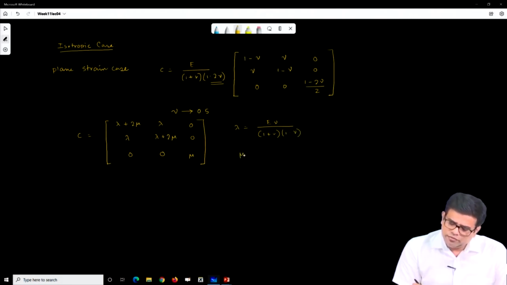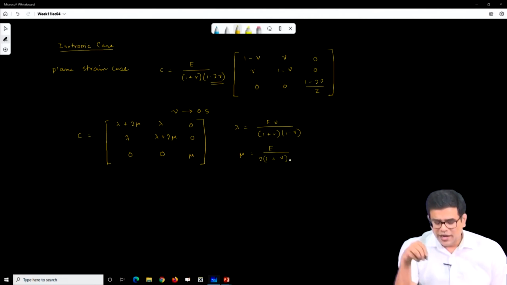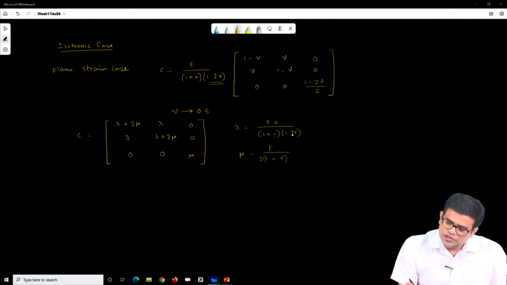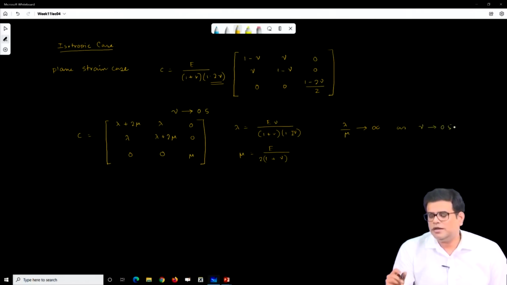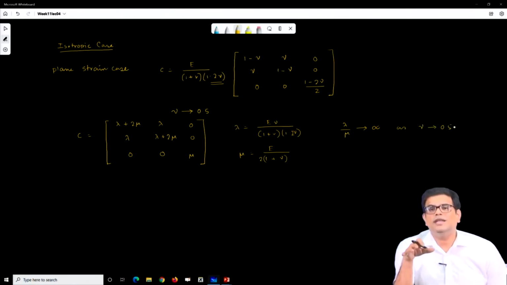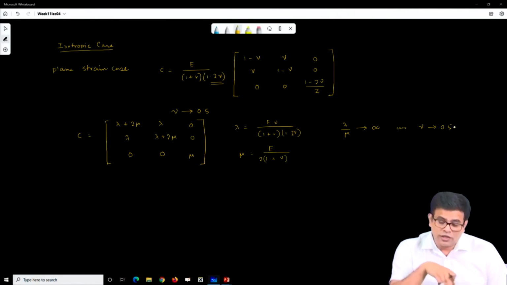So, mu is actually E by 2 into 1 plus mu. What happens if the Poisson's ratio goes to 0.5? Then this lambda by mu ratio goes to infinity, as mu tends to 0.5. So, this lambda by mu ratio is actually determining the condition of this C matrix.